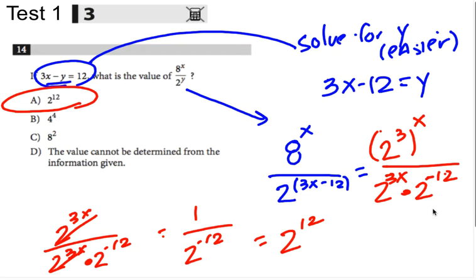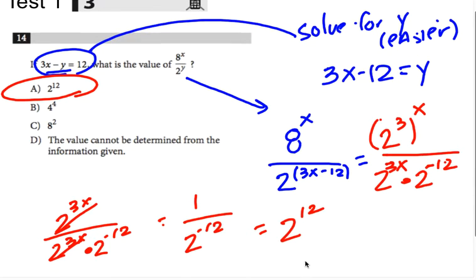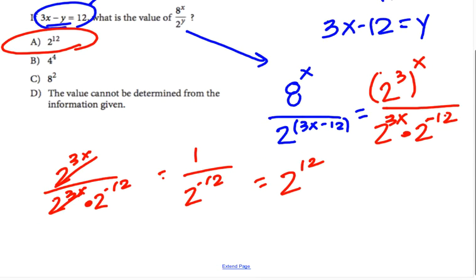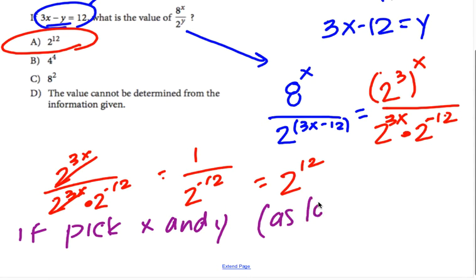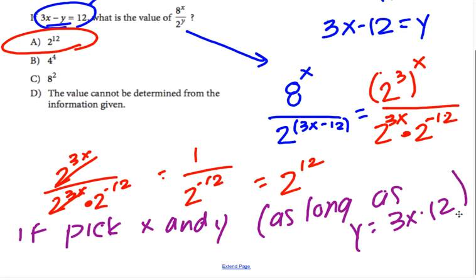And there's really no good short way to get here. You could try and plug in values, I guess. You could pick a value for x and a value for y. That's the closest to a good shortcut I can give you, if you were looking for some sort of shortcut. So that's how I would do this problem. But if you pick an x and y, you have to make sure that y equals 3x minus 12, and you should be able to get your answer.